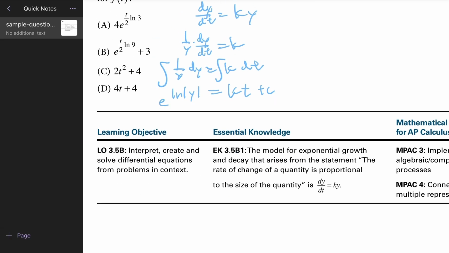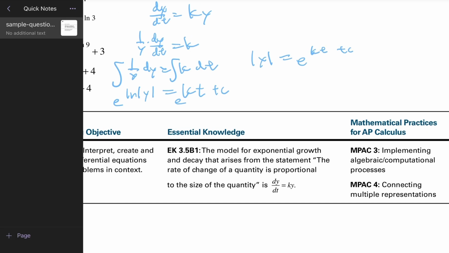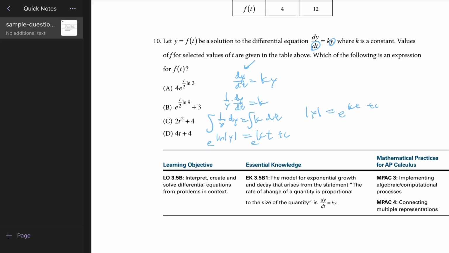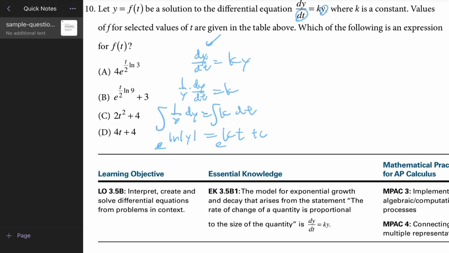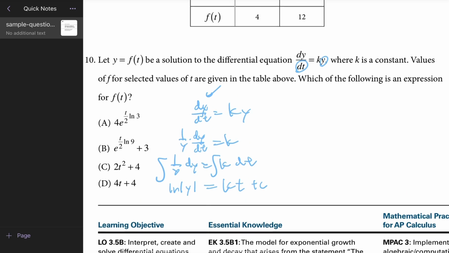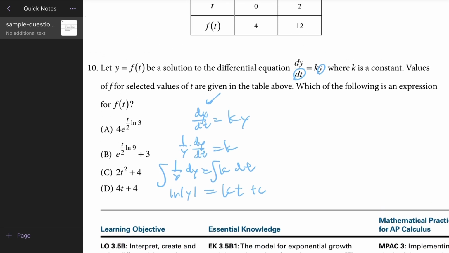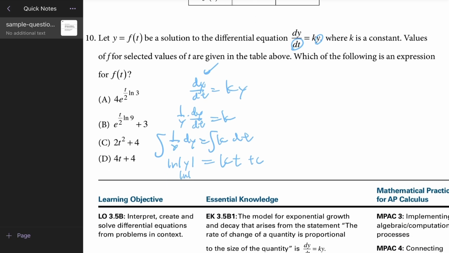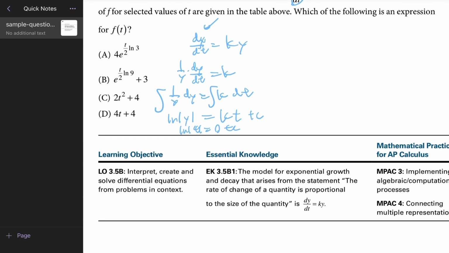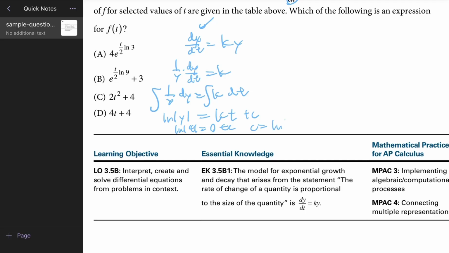So we can raise both sides by putting e to the natural log of y is equal to e to the kt plus c. So this simplifies to the absolute value of y is equal to e to the kt plus c. And we actually need to first find c. Okay, so if we substitute a t value in, if we substitute t for 0, we have the natural log of 4 is equal to 0 plus c. So we know that c is equal to the natural log of 4.